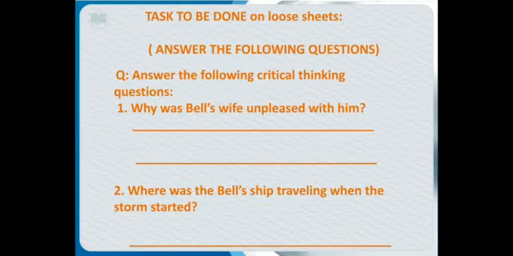Tasks to be done on loose sheets. Answer the following critical questions. Question number 1 is, why was Bell's wife unpleased with him? What was the reason that she was not happy with her husband? Question number 2 is, where was the battleship traveling when the storm started?